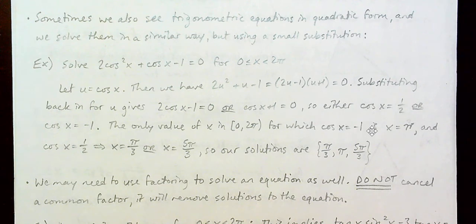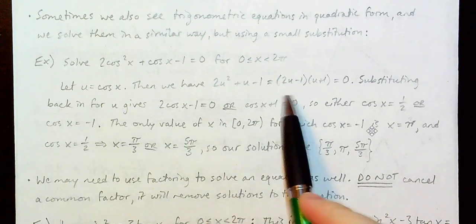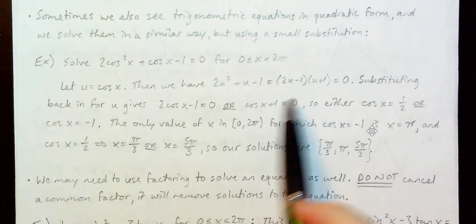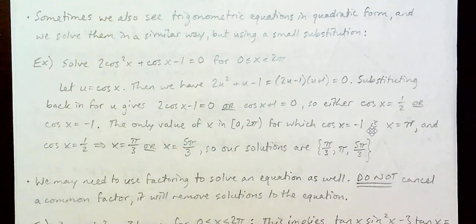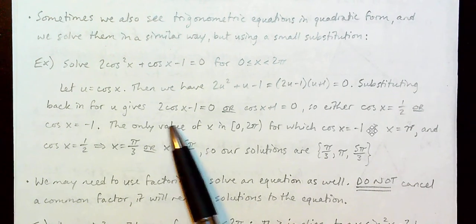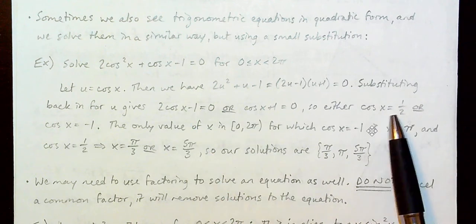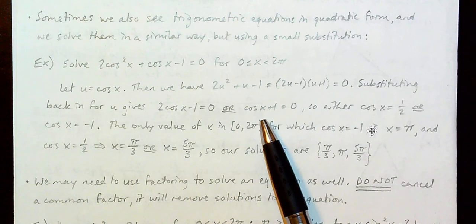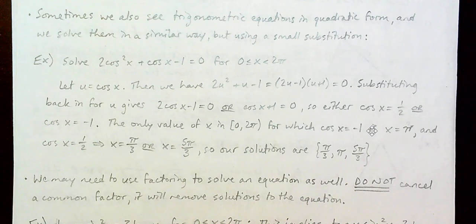We can now substitute back in for u. And since the product of these two factors equals 0, that means either one of these factors can be 0. So we have 2 cosine x minus 1 equals 0, or we have cosine x plus 1 is equal to 0. Solving this one for cosine x gives us cosine x has to be 1/2. Solving this one, cosine x is equal to minus 1.